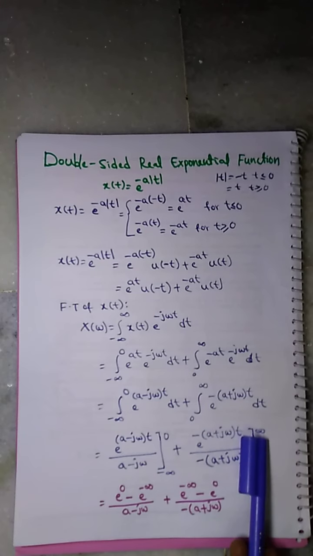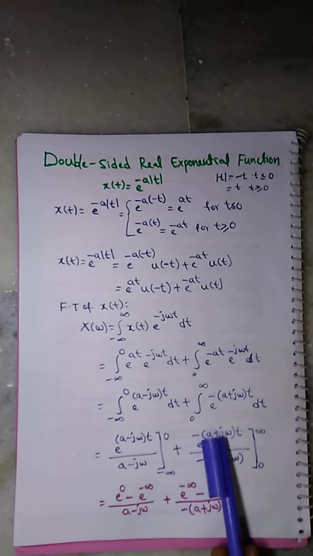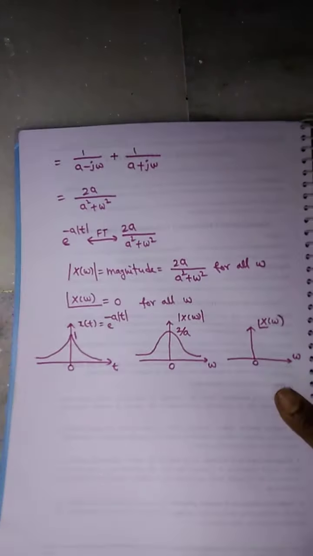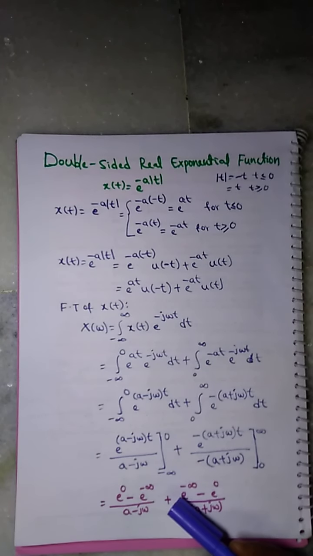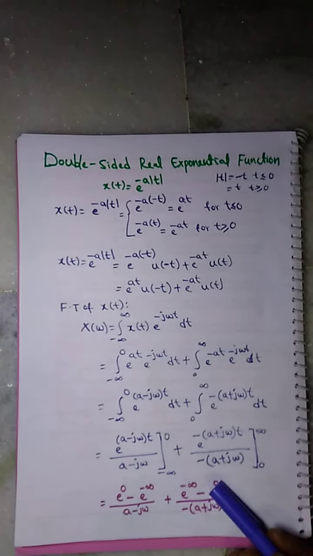And here what is the upper limit? It is infinity, no? So if you substitute infinity, we get e power minus infinity minus e power 0. So it is divided by (a minus jω). Here it is divided by minus (a plus jω). So now we know that e power 0 value is 1, e power minus infinity value will always be 0, and here e power minus infinity value will be 0, e power 0 value will be 1.